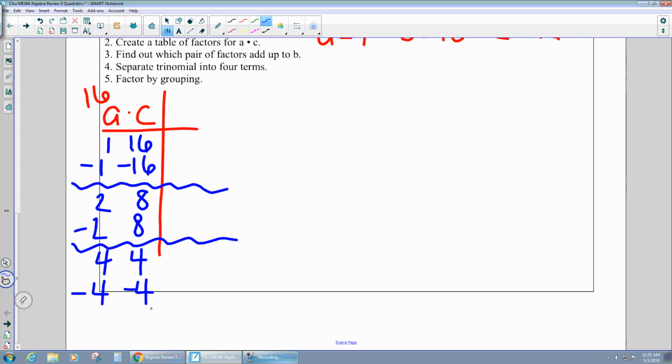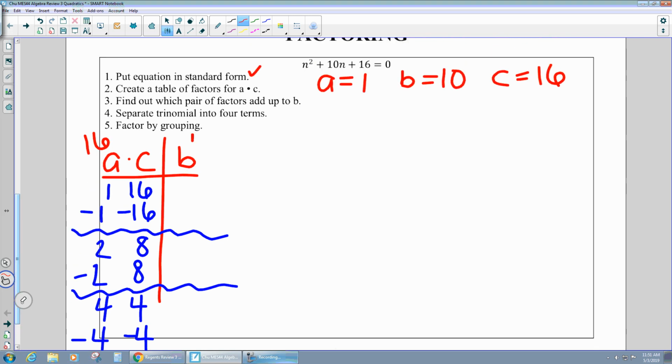Okay, so now that I have my list of factors for a times c, I want to see which one of these adds up to b. Our b value, we said earlier, was 10. 1 plus 16 is 17, doesn't work. Negative 1 plus negative 16 is negative 17, doesn't work. 2 plus 8 is 10, so that works. That's the one we're going to be using.